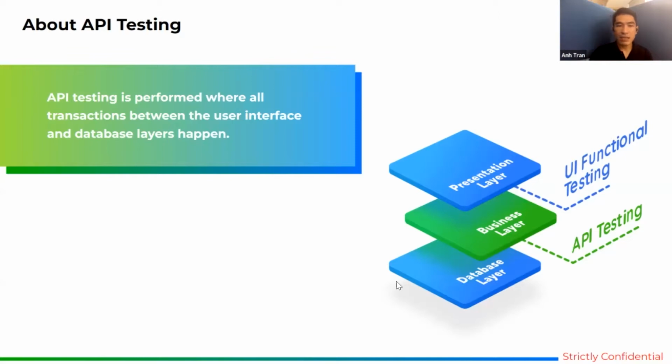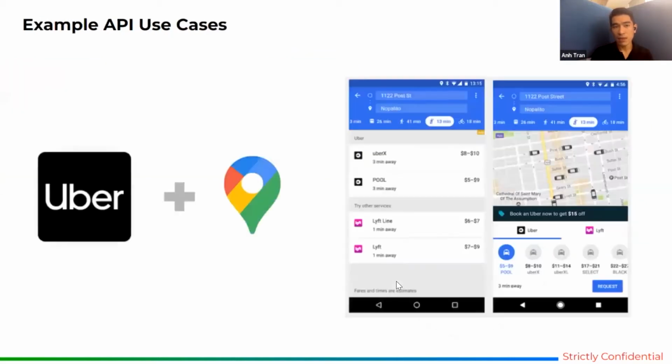API testing is performed where all the transactions happen between the UI, the upper surface that we interact with, and the database layers underneath. And when these two communicate, that's how most of the apps out there function, especially when the world of IoT and the internet is proliferating. This has become more important than ever before to test APIs.